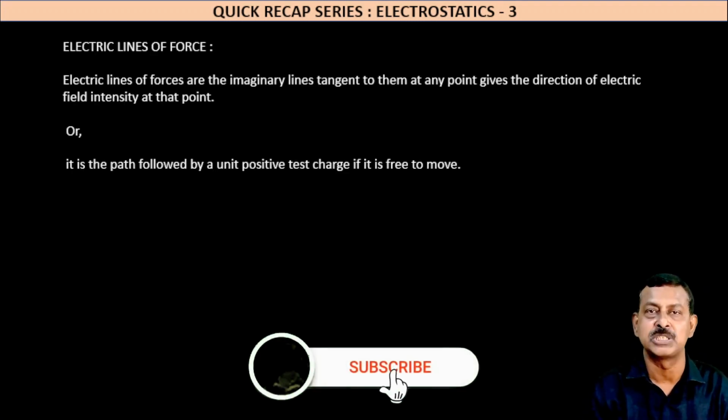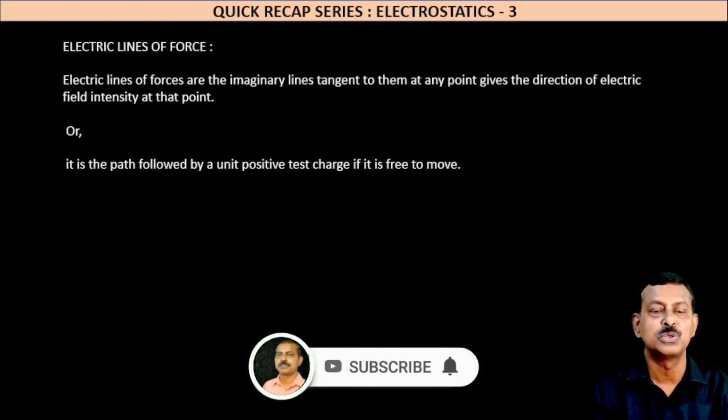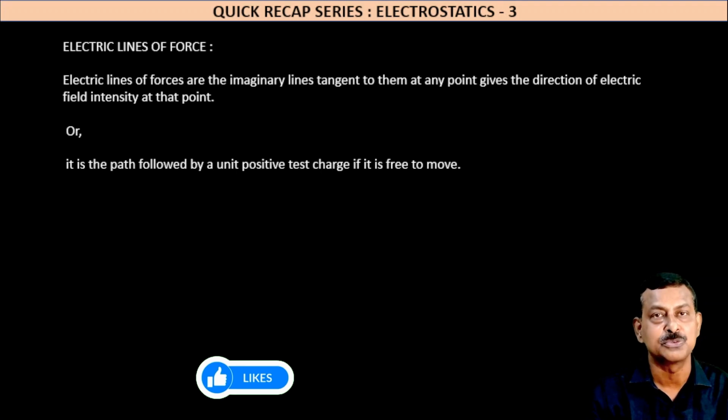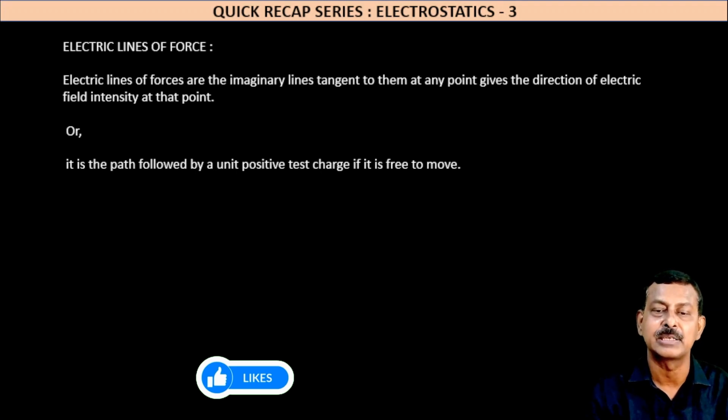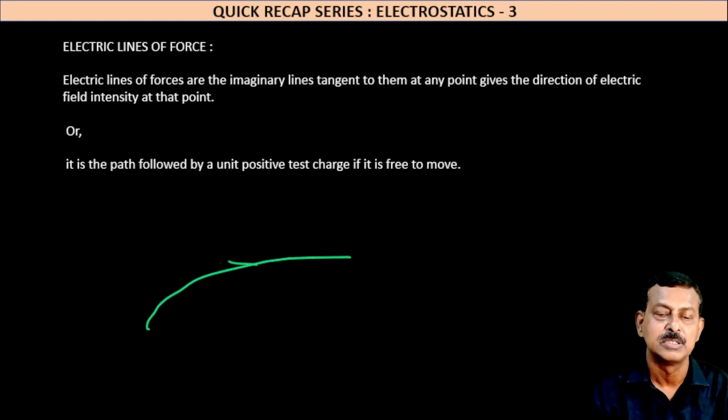Electric lines of forces. Electric lines of forces are the imaginary lines. Tangent to them at any point gives the direction of electric field at that point. So this is the first definition which we can take for electric lines of forces. Suppose this is the electric lines of force. So if I take any particular point and if I draw a tangent at that point, this tangent will give the direction of electric field at that particular point.